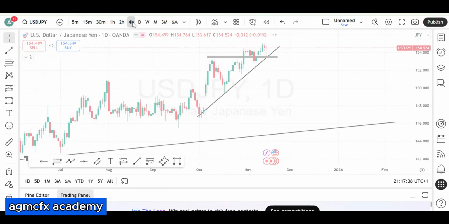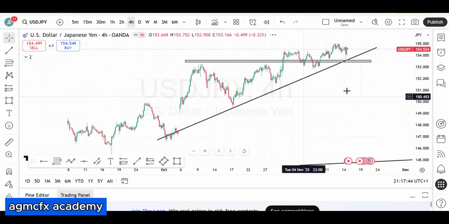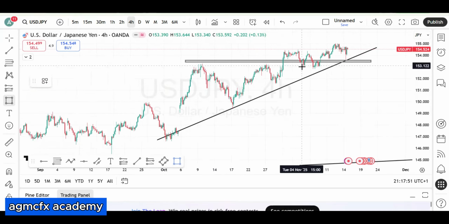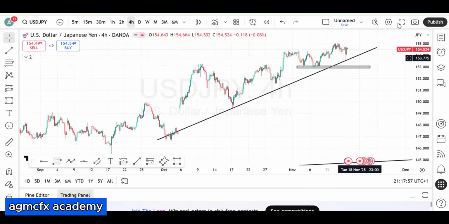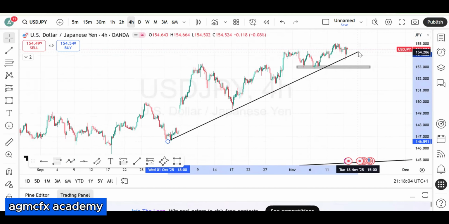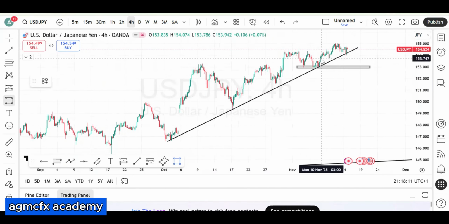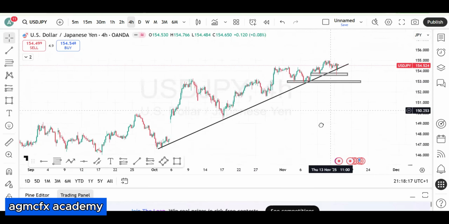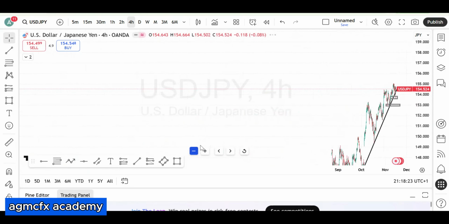So let's go to 4 hours and see what will likely happen on 4 hours for this week. If the market refuses to break this level, especially this level here, so we still maintain an uptrend here. And let's look at what the market will give us and where it's going to be heading this week.